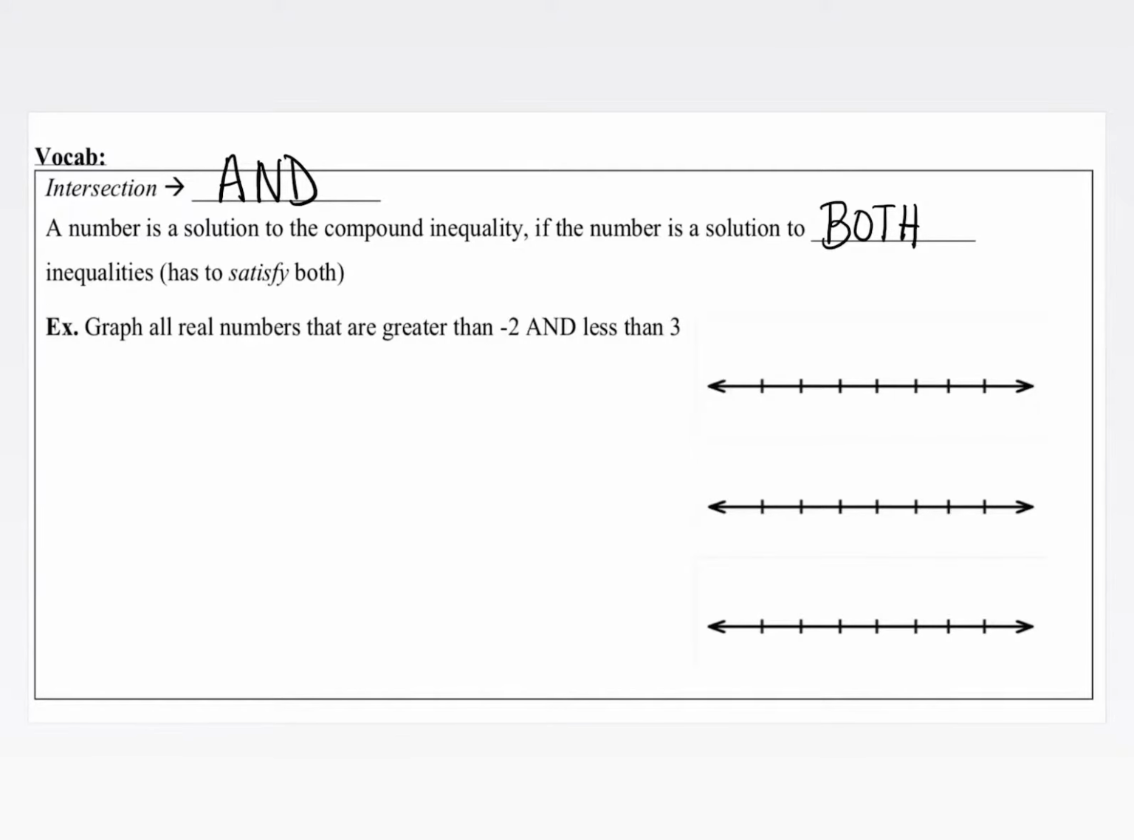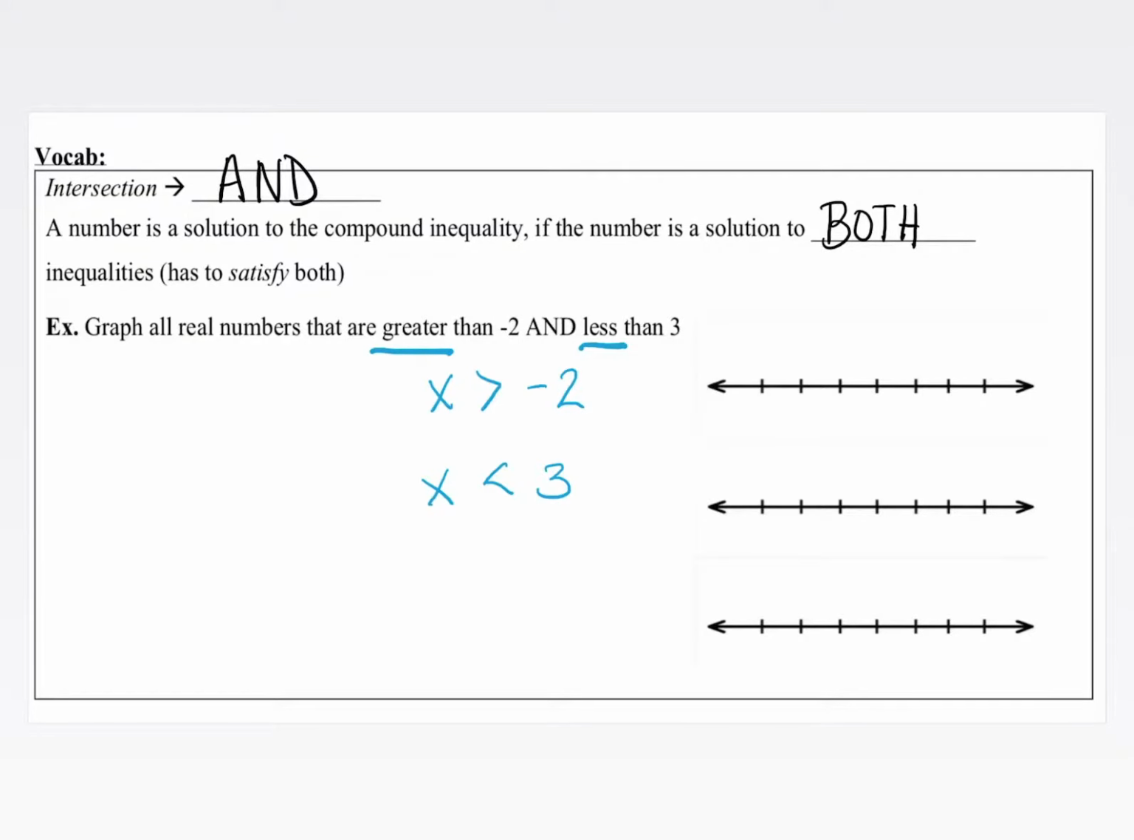So for example, what if we're asked to graph all real numbers that are greater than -2 and less than 3. So what I like to do is think about each part of this separately. We're asked to graph x is greater than -2 and x is less than 3. So greater than -2 and less than 3.